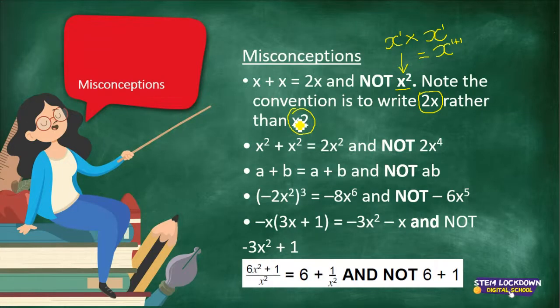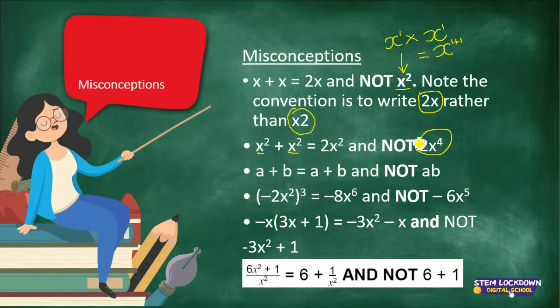Okay, now the second misconception. Let's say we have x squared plus x squared. The correct answer will be 2x squared. Obviously, these are like terms. Since you're adding them, we'll have 2 of them. But some learners will give the answer as x to the power 4 again. So why is this wrong?